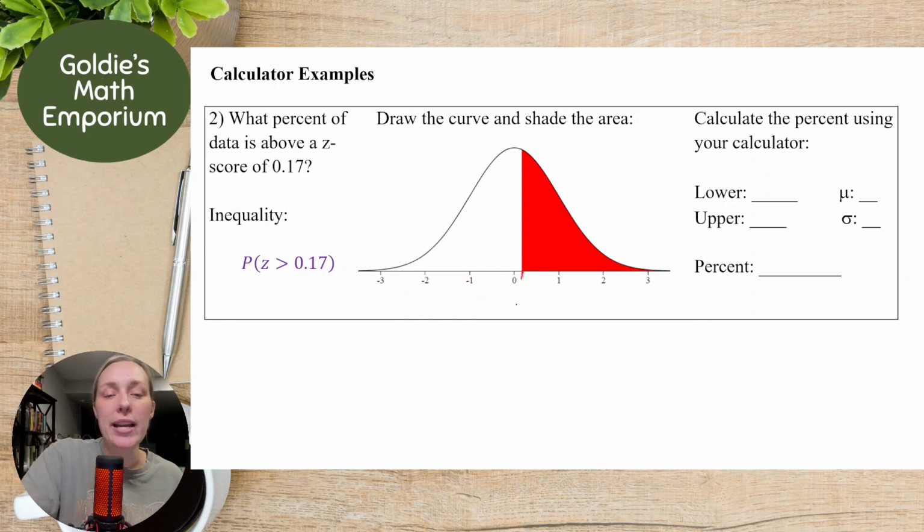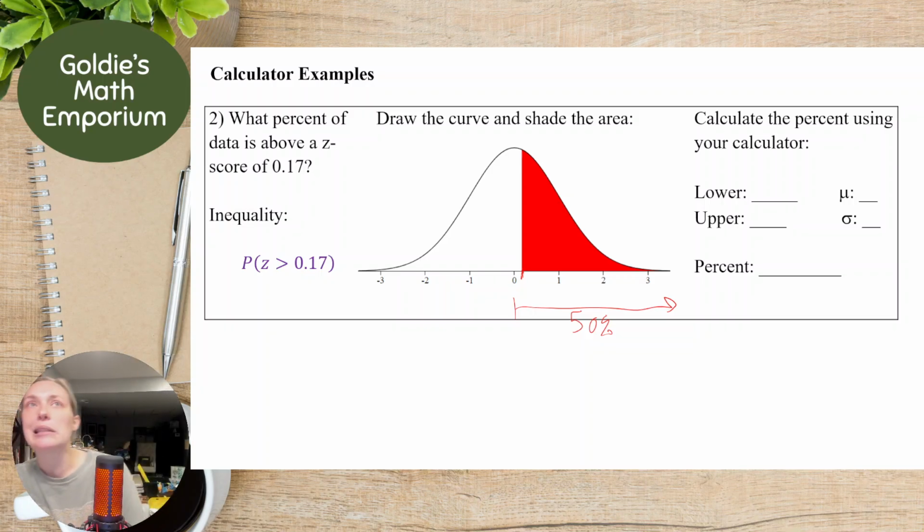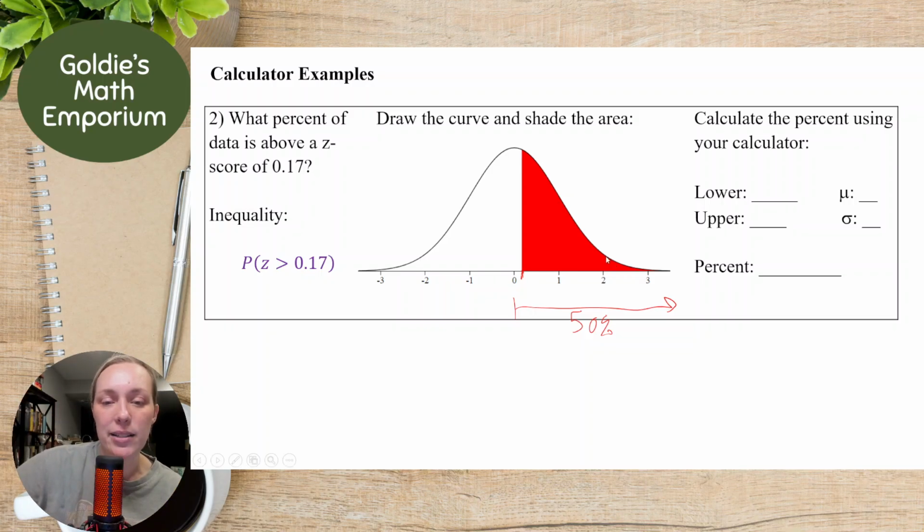So what do I know? Again, I know that from 0 onward, this is 50%. So this percentage is probably a little less than 50%, right? Something like that. Let's find it using our calculator.